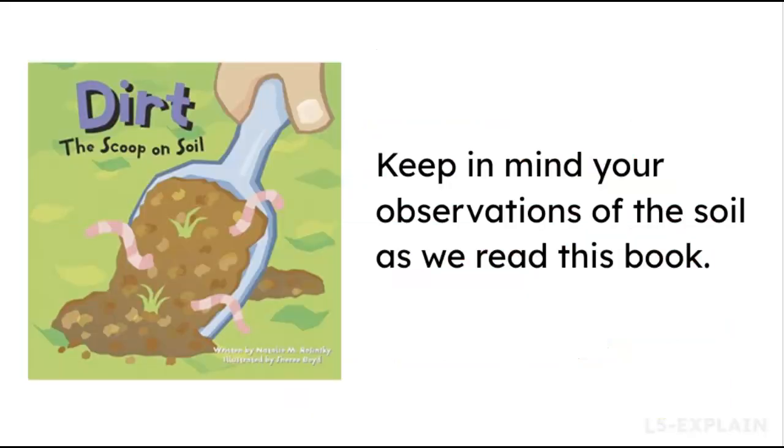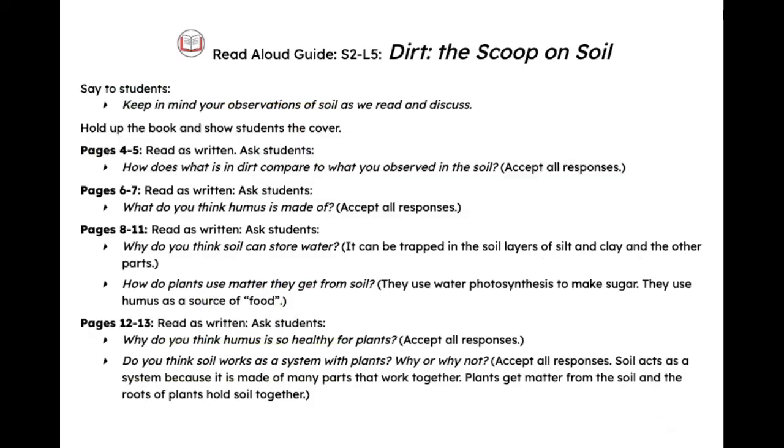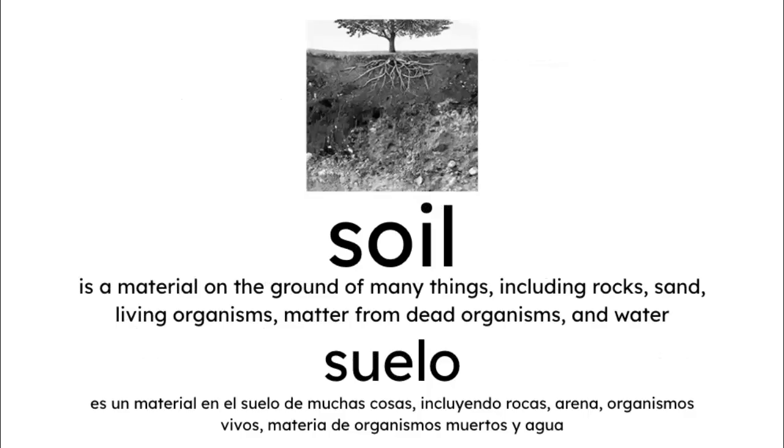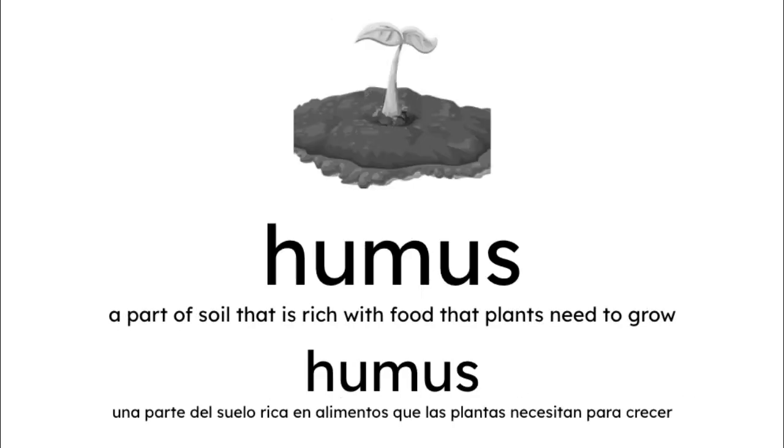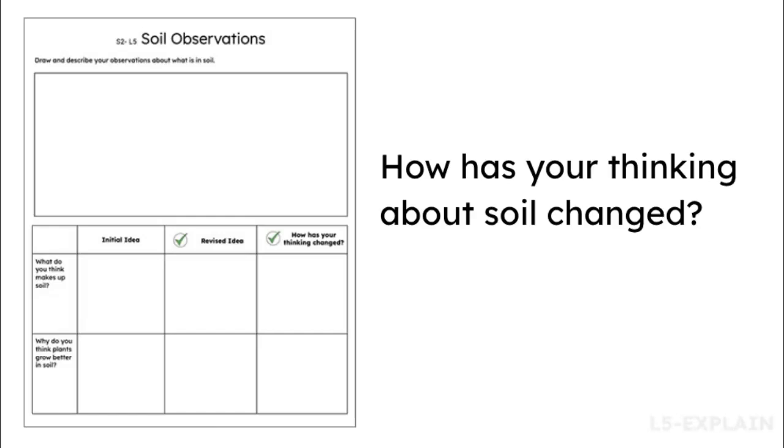You'll read the book, Dirt, the Scoop on Soil, to the class. Use the Read Aloud Guide to help students synthesize ideas about the importance of soil. During the discussion, you can post and discuss the soil and humus vocabulary cards. You'll have students revise their answers and explain how their thinking has changed on the Soil Observations student journal page.